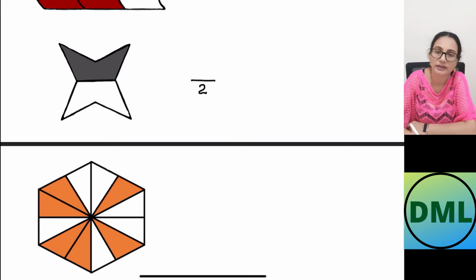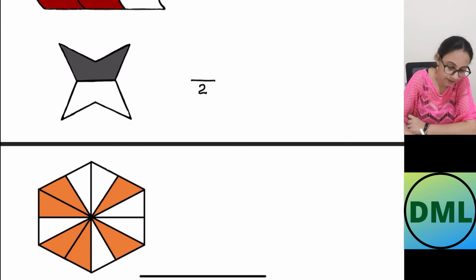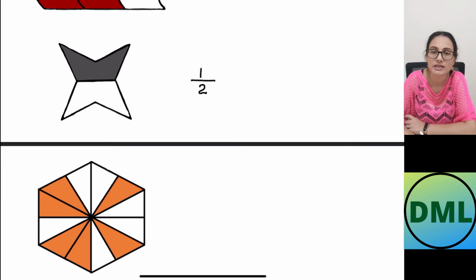Now I will look for the colored parts. How many colored parts do I have? I have only 1 colored part. So I will write down 1. So that means half of the figure is shaded. So out of 2 parts, 1 part is shaded. Let's see one more example.